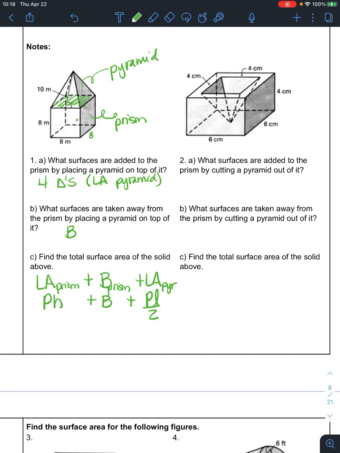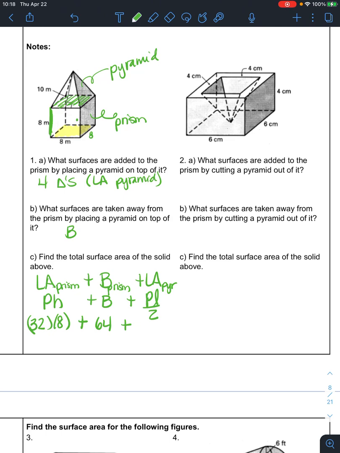So we've got the perimeter of our base, right? So here is our base. So the perimeter of our base is 8 times 4, that's 32. The height of our shape is 8. The area of our base, the base is a square, so that's 8 times 8, that's 64, plus the perimeter of the base of the pyramid.